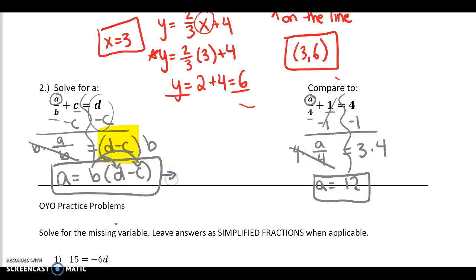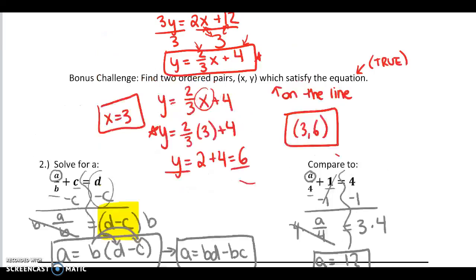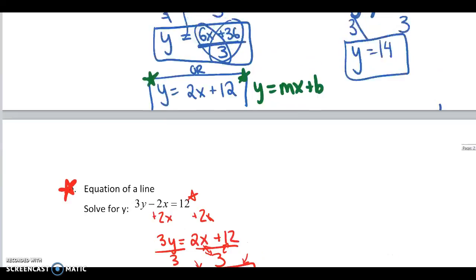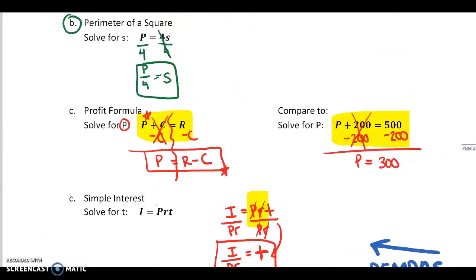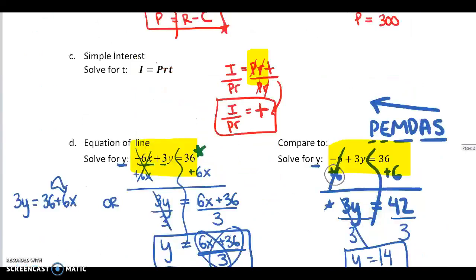Which you can even write in a different form. You can say a equals, well, b needs to multiply by d, so it's b times d. b also needs to multiply by this minus c, so that's minus bc. If you prefer this form, that's good too. Okay, so that's how you isolate a variable in equations with multiple variables. I cannot stress this enough: it's going to be the same as if you're dealing with numbers.